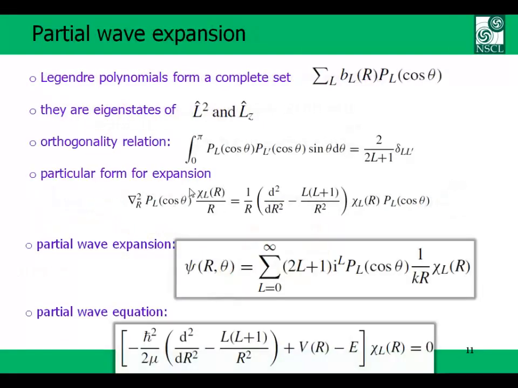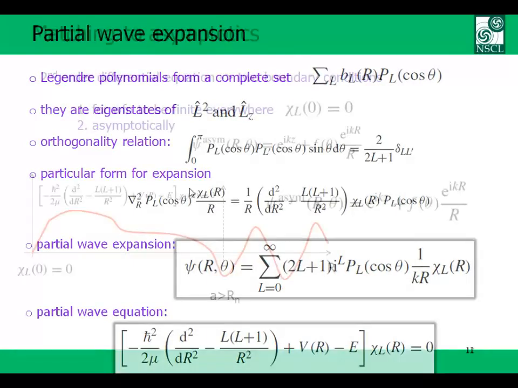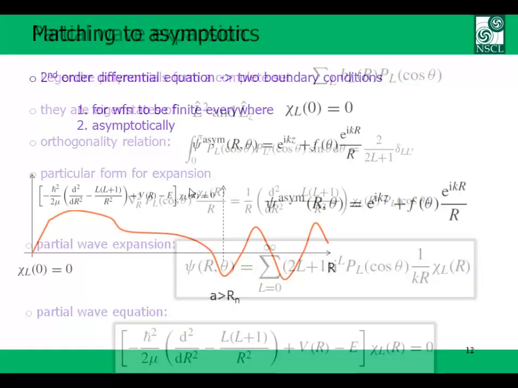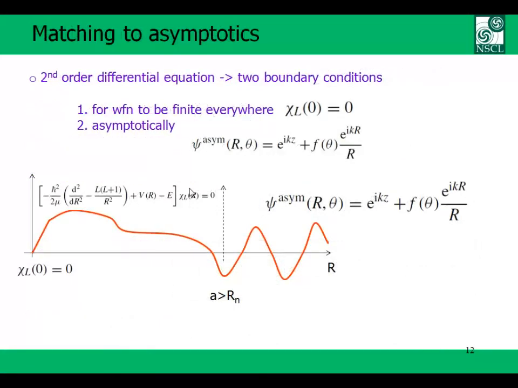So it's a second order differential equation that we have here. So we need two boundary conditions to be able to solve it as a differential equation. And the two boundary conditions are that the wave function needs to be 0 at the origin, the way we've defined it. Otherwise, it's going to be a problem.